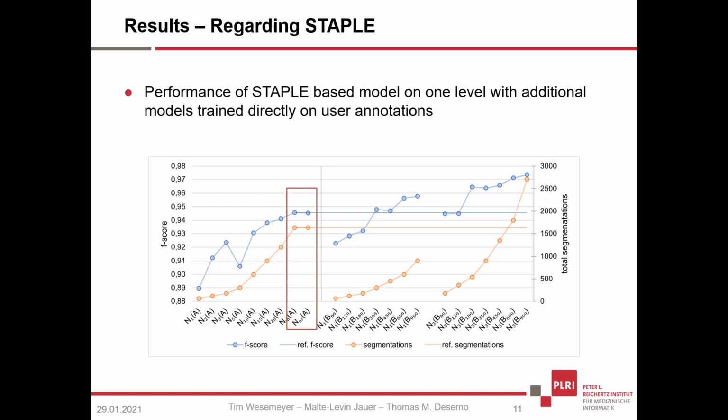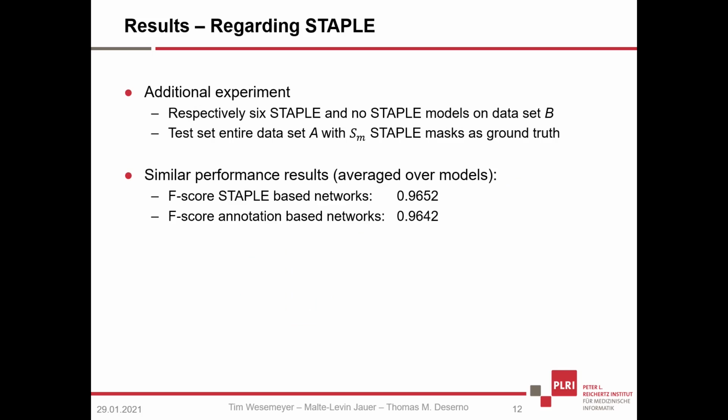While we trained the models for RQA, we trained another 2 models without the use of STAPLE. We fed the user annotations directly into the neural network, respecting the previous splits. Therefore, the number of annotations is the same, and to our surprise, the performance is on the same level as well. That was a starting point for another experiment. We trained 6 STAPLE and no-STAPLE models on the second dataset and tested them on our entire dataset A with highest quality annotations as ground truths. As a result, we got similar performance, resulting in an F-score difference of just 0.1% averaged over the models.